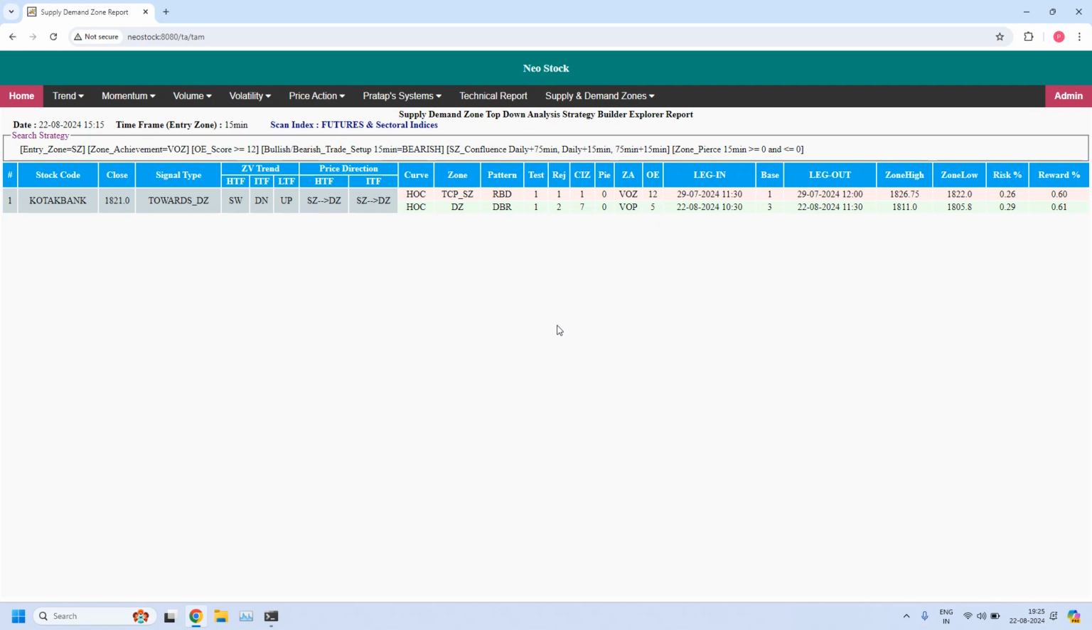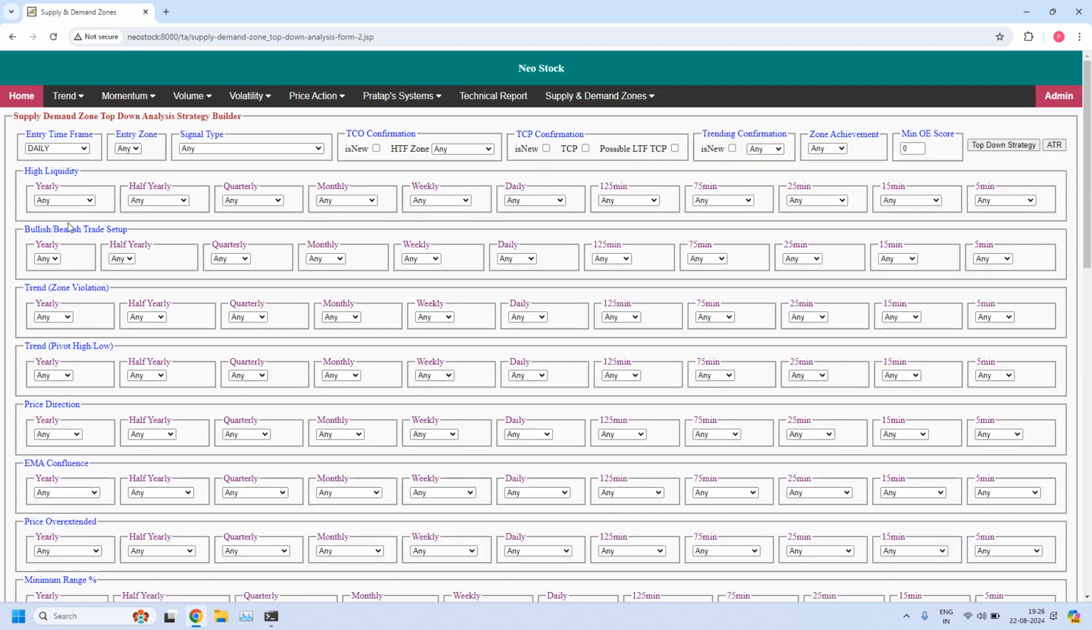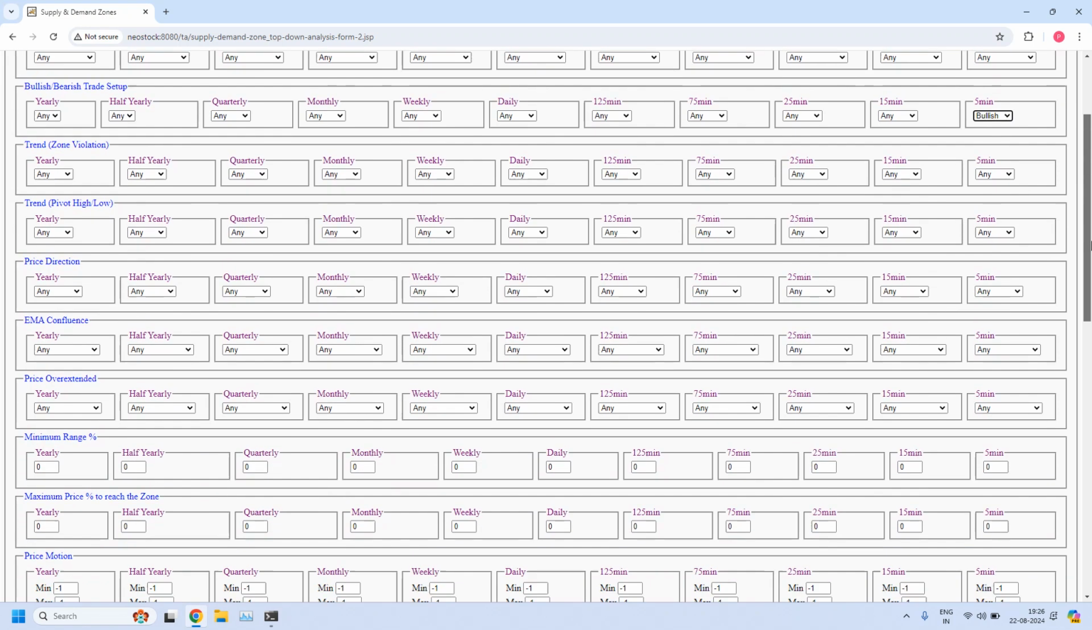Okay, this is about the bearish trade setup for daily income trade, and the next report, hourly income trade, bullish trade setup. Entry time frame is 5 minutes, entry zone is a demand zone, and in bullish or bearish trade setup at 5 minutes I am selecting bullish. The 5 minutes demand zone should not be pierced.